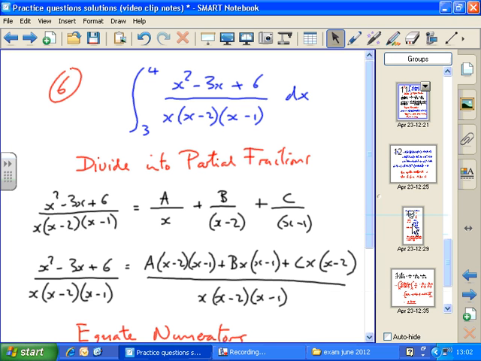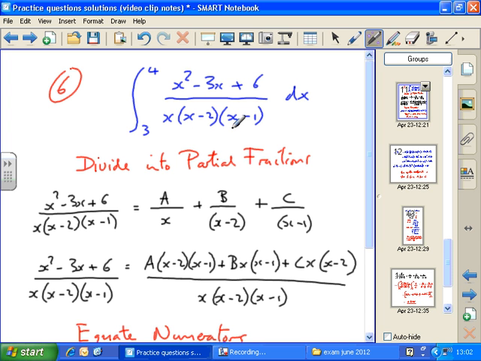Okay, question number 6. We can see, looking at this, that in the new denominator, x times x times x is going to give you an x cubed term. So it's not top heavy, so I can go straight into dividing into partial fractions.